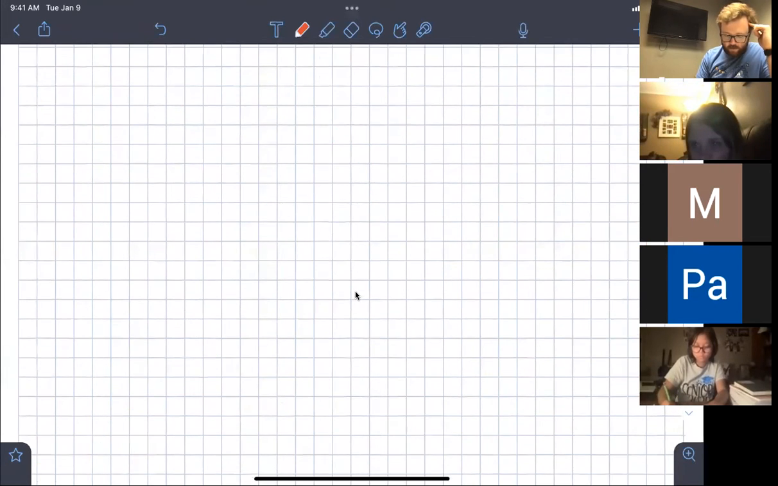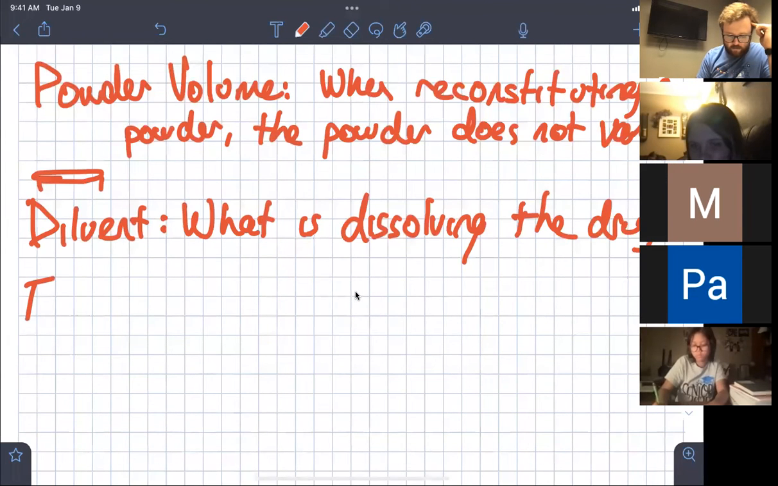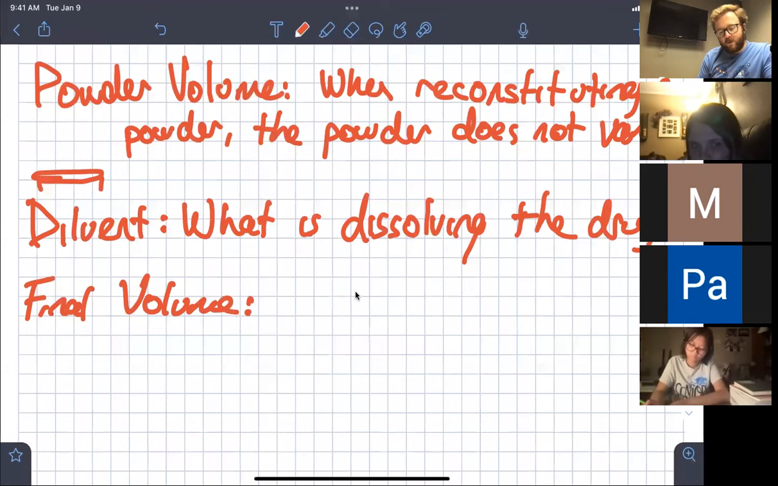Okay, and I've already explained what final concentration is. I'll just do final volume. And instead of defining this in words, I can just define it in a math equation, right? Final volume is what?